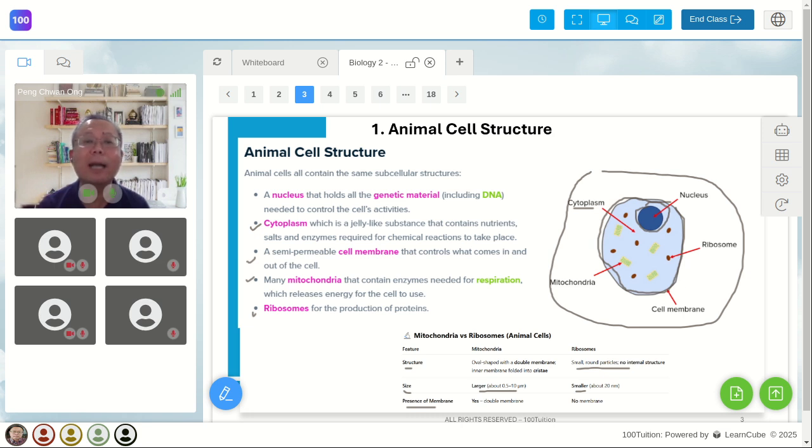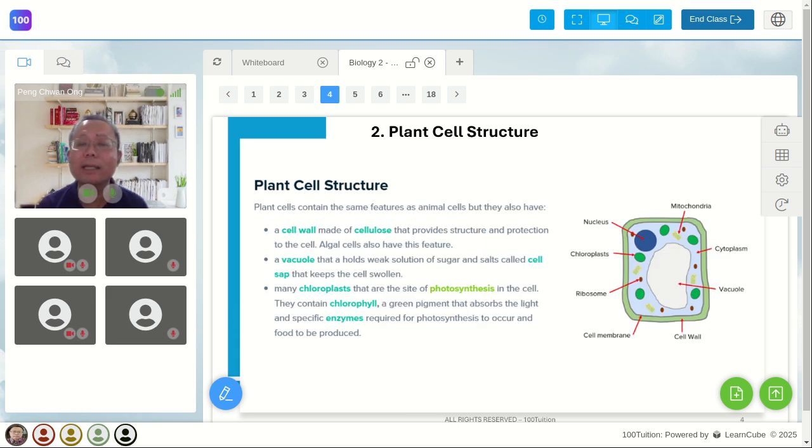Okay, let's look at the plant cell structure, and later when we see the difference, I think it will help us to remember the differences and similarities between the animal cell and the plant cell. So let's look at the diagram first again.